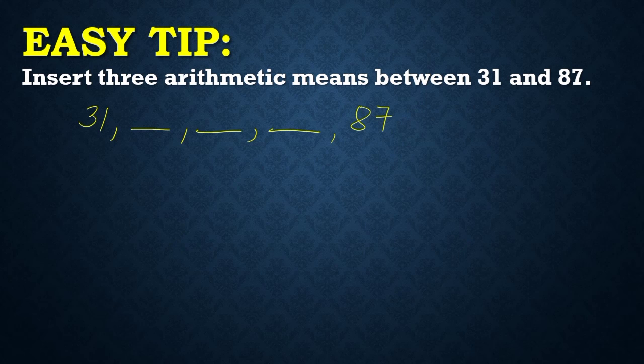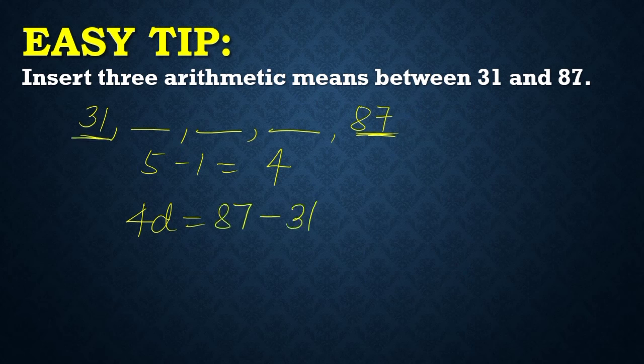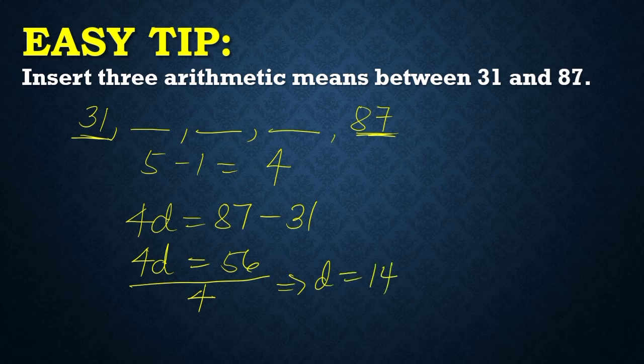Okay? So, ang gagawin lang natin dito, bibilangin natin ilan yung terms, and then magma-minus tayo ng 1, kagaya dun sa n-1. So, 5 yung terms natin, so magiging 5 minus 1. So, 4 na lang. So, magiging ganito na lang siya nun. 4d is equal to, susubtract natin yung last term dun sa first term. So, 87 minus 31. And then, 4d is equal to 87 minus 31, that is 56. Dividing the whole equation by 4. So, our common difference is 14.